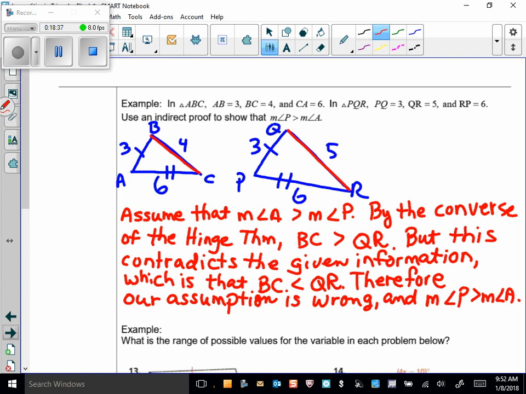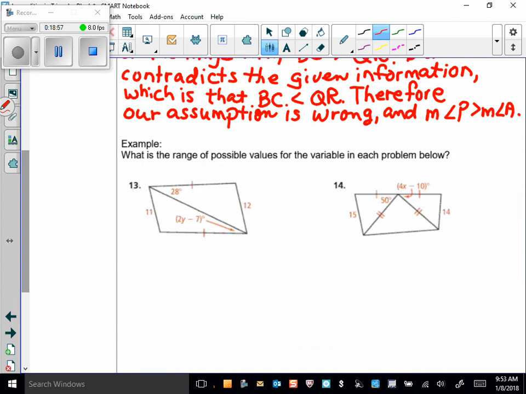Now, of course, your indirect proof might state things a little bit differently. You might say our assumption is impossible, or it is impossible for our assumption to have been correct. You know, it's words. As long as you back up your words with something that's mathematically sound, you're going to be okay. All right, what do we have next?